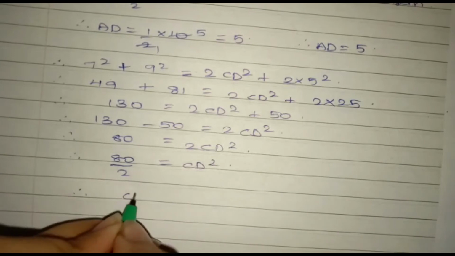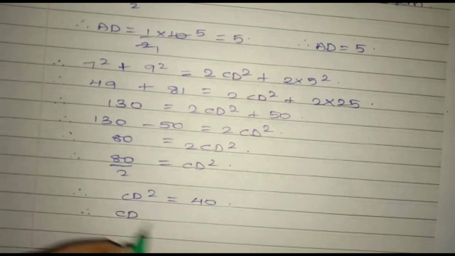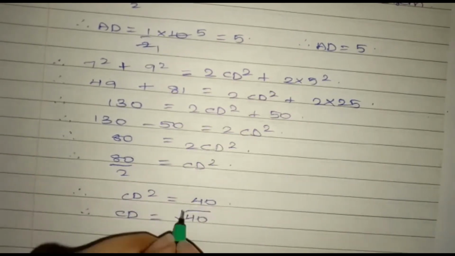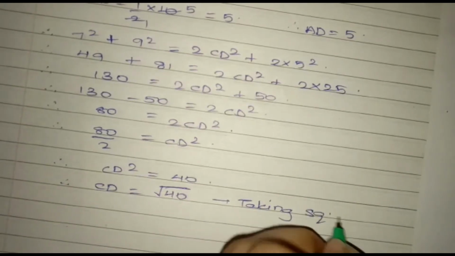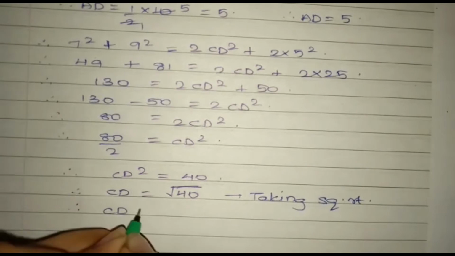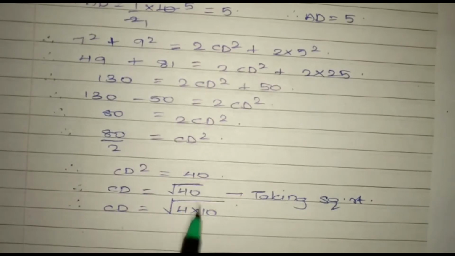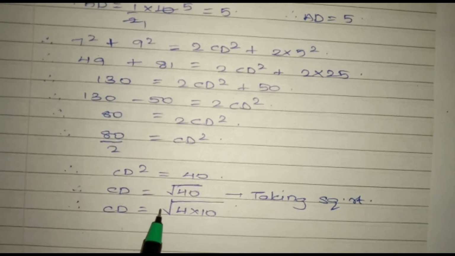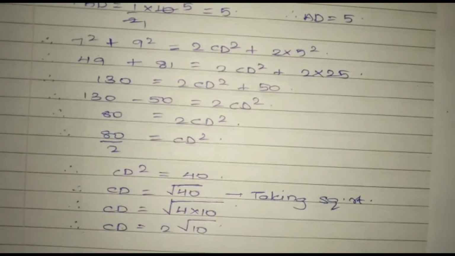Therefore CD square is equal to 40. Therefore CD is equal to root 40. Since 40 is not a perfect square, we will write root 40 taking the square root. Now we can write root 40 as root of 4 into 10, and 4 is a perfect square, so we can take the 4 outside the root sign as 2. Therefore CD is equal to 2 root 10.